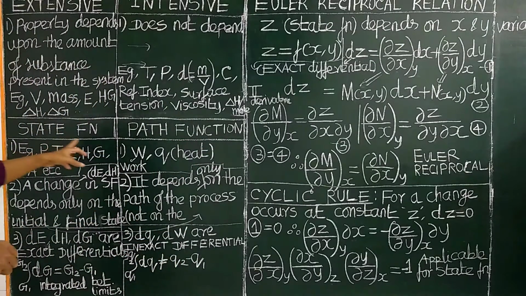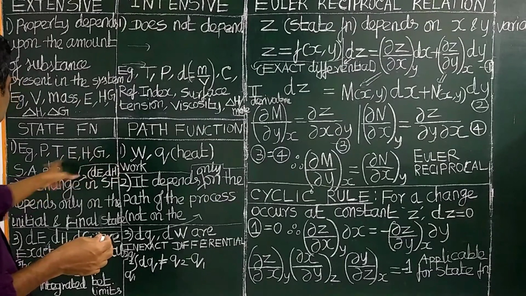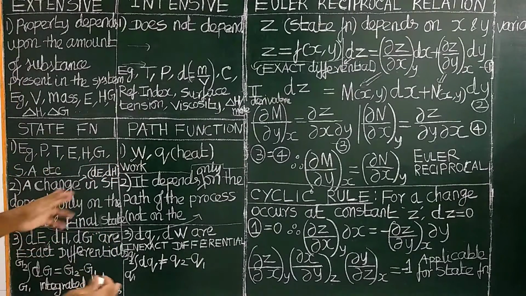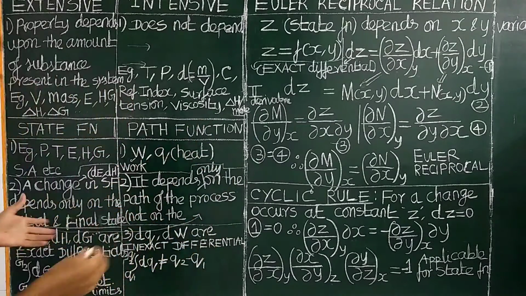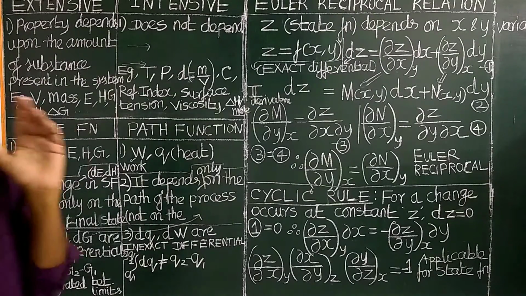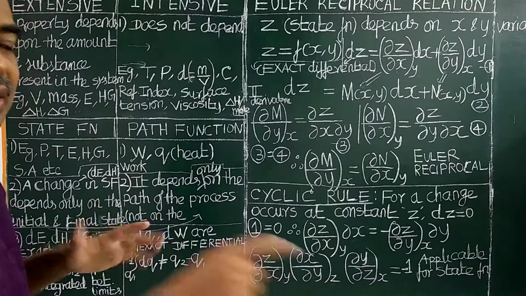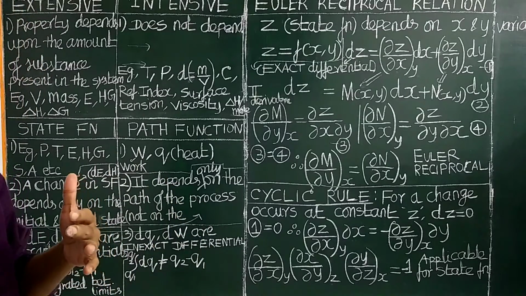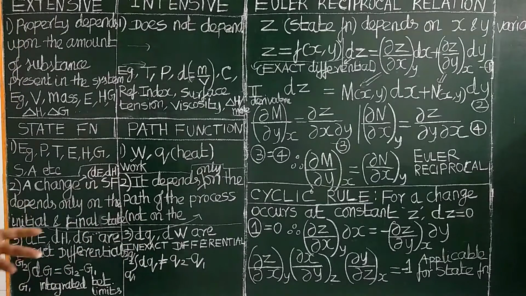For example, the important state functions in a thermodynamic system are pressure, temperature, energy, internal energy, enthalpy, G. All the thermodynamic functions are state functions. And heat and work, or W and Q, are path functions. What is the difference? A change in, for example, internal energy, or a change in a state function, depends only on the initial state and final state, E1 and E2. Therefore, E2 minus E1. It does not depend on the path of the process by which the change has occurred.